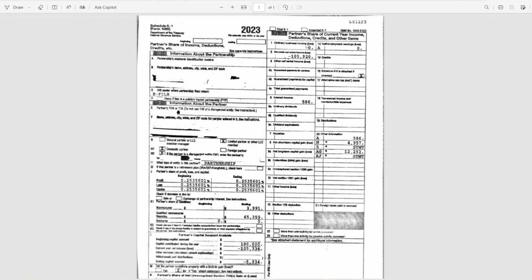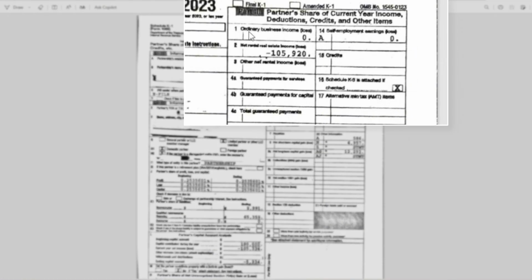Now let's move over here to this side where the box 1, ordinary business income, is 0. That's typically 0 or blank. That's normal for syndications. Now, if you drop down right here to box 2, this is the net rental real estate income loss. So the negative $105,920. Again, this is a big number to pay attention to because it shows your tax loss from the investment. Now, if you qualify, you actually may be able to use this number, depending on your tax situation, to reduce your taxable income. That's the beauty of real estate.